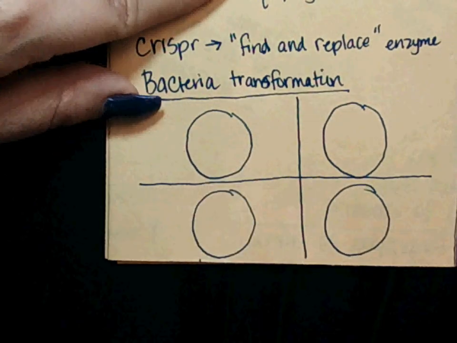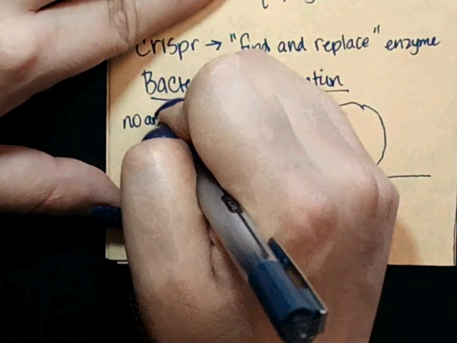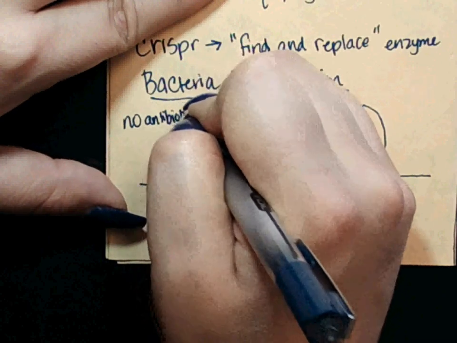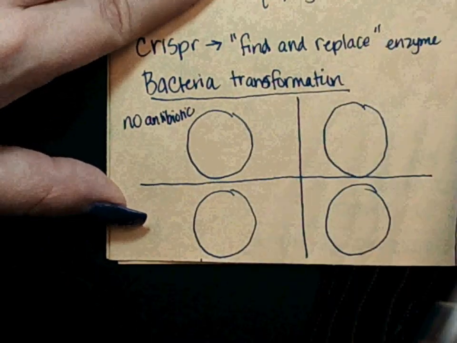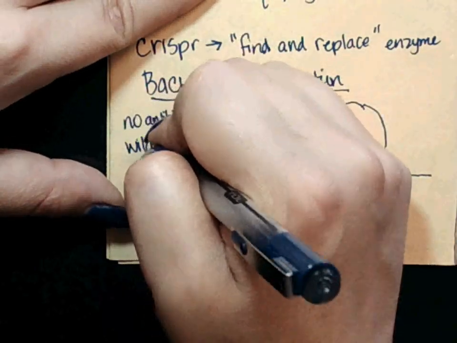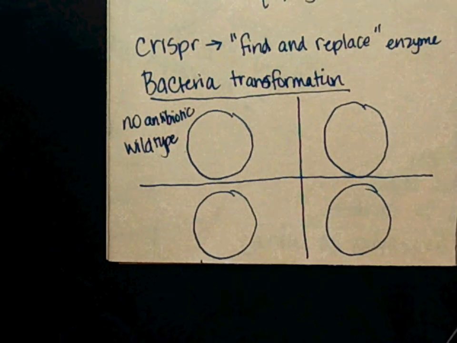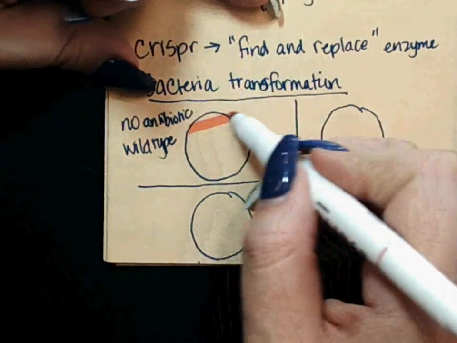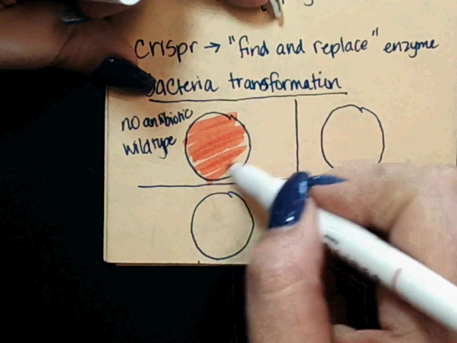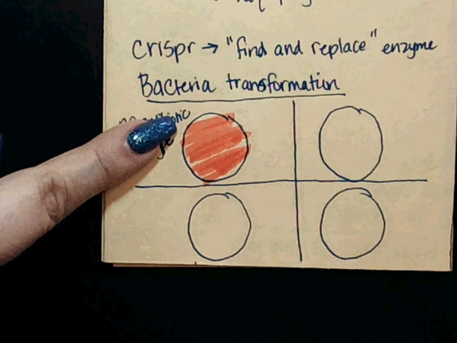So in this first one, we're going to test to see, is the bacteria alive? There's no antibiotics at this point, and we're just checking to see if what the company sent us is alive. We call this the wild type bacteria. And hopefully, if they sent us the right shipment, what we would see is a complete growth of bacteria covering the entire surface of this petri dish.